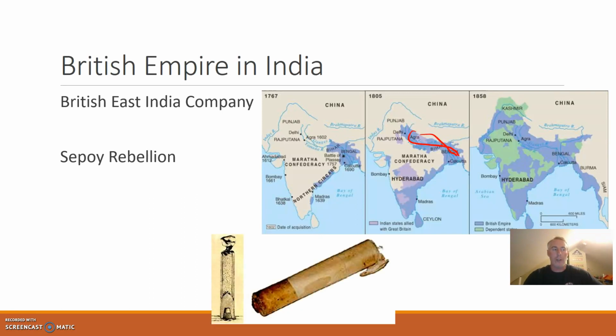New rifle cartridges, they used animal fat to seal them. And then you had to bite off the end of the cartridge in order to get to the bullets. This was a problem for Indians because Hindus objected that the fat might be from cows and Muslims objected that it might be from pigs. And so they found this to be very culturally offensive. Now, this seemingly minor policy turned out to be the straw that broke the camel's back.